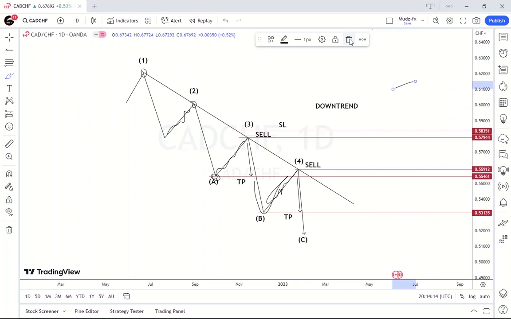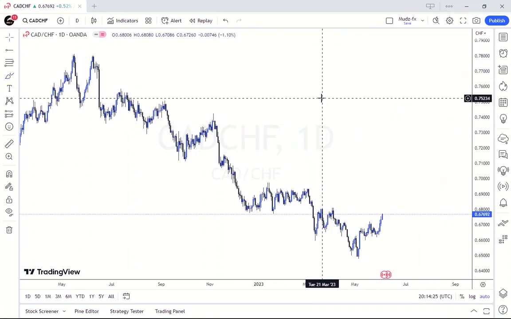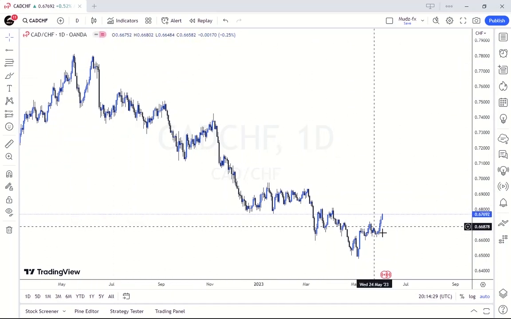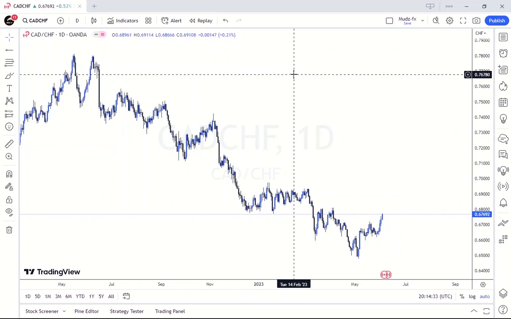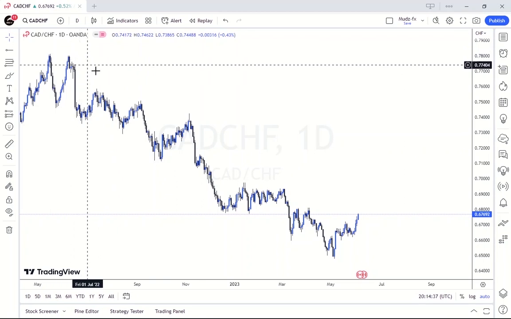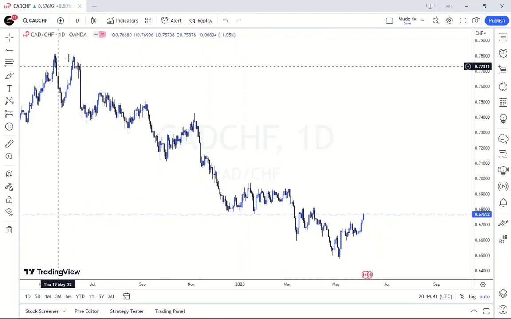Let me show you on a real chart what it's gonna be like. Okay, this is KCHF on a daily time frame, right? So I just switched to the daily time frame so that I can find a proper downtrend, right?